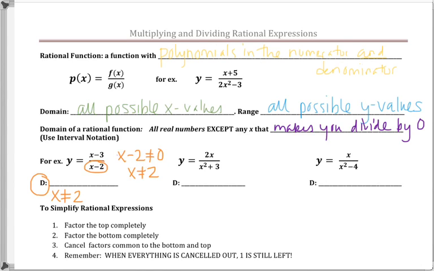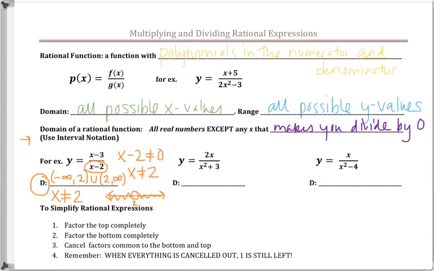But how do I write this in interval notation? Because that's what the instructions asked me to do. If I were to graph all of the numbers that are not equal to 2, I would do an open circle at 2 and shade everything else. So my interval notation would go from negative infinity to 2, and then from 2 to infinity. And we use a union there and parentheses because 2 does not count.